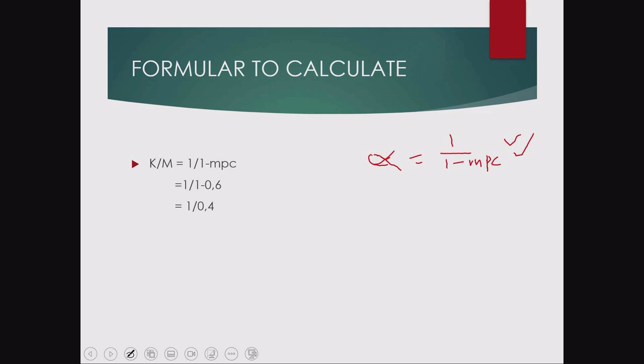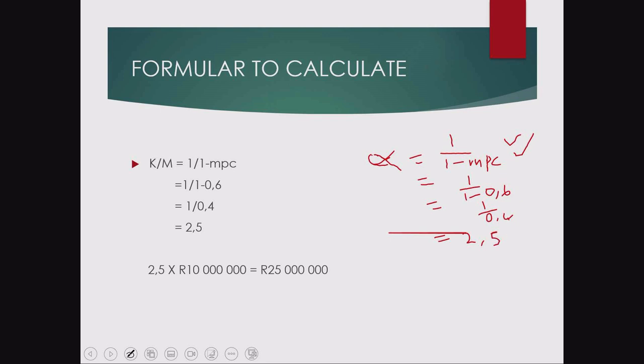Now, you then substitute there. You have written 1 over 1 minus your marginal propensity to consume. Your MPC will be 0.6. And then you calculate 1 minus 0.6, and then you get 1 over 0.4. And then you use your calculator, as you are allowed to come with calculators in the exam. That gives you 2.5. That will be your multiplier.